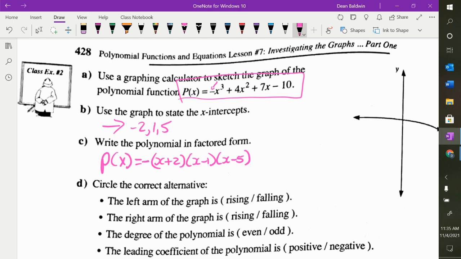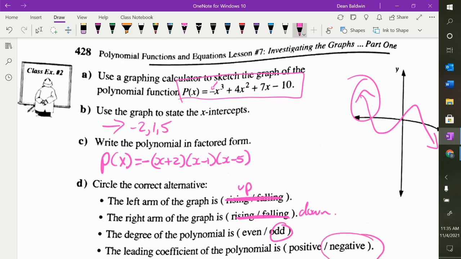All right? So the graph looks like this. Boom, boom, boom. All right. What is the left arm of the graph doing? I'm not going to say rising or falling. Just tell me, is it up or down? Down. Left arm. Up. Right arm of the graph is? Down. The degree of the polynomial is? It's odd. 3 is correct, but it's odd.